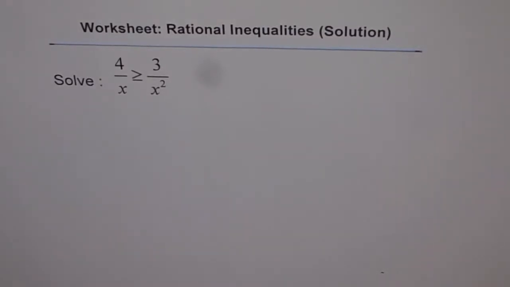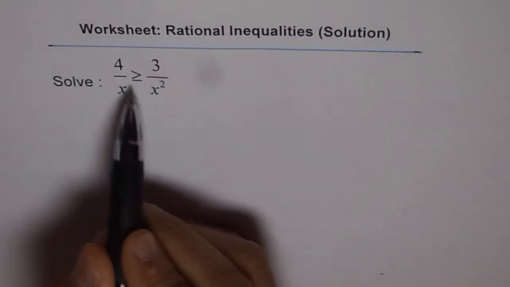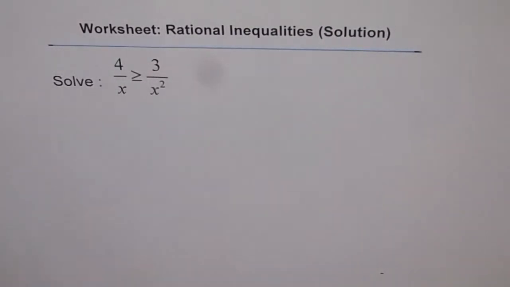Here's a solution to problem number 2 on the worksheet of rational inequalities. So let's see how to do this question. I've seen many solutions for this problem where students will cross multiply and then say, well, 4x squared is greater than or equal to 3x, and then they will bring them together and factor and figure it out.